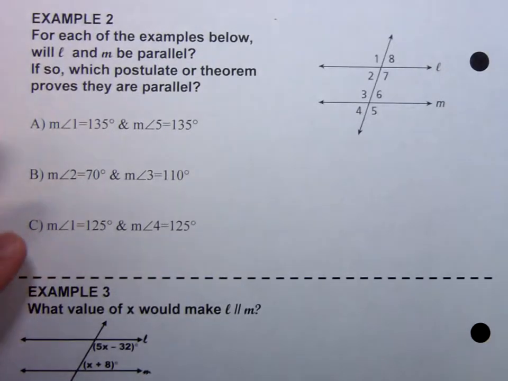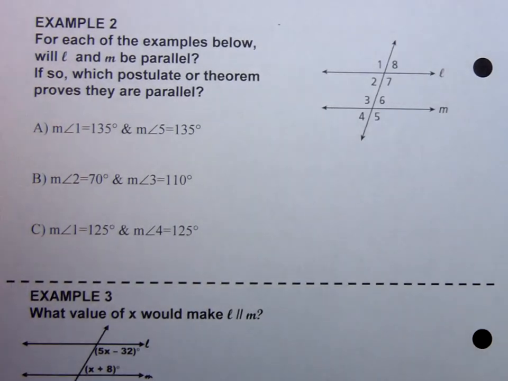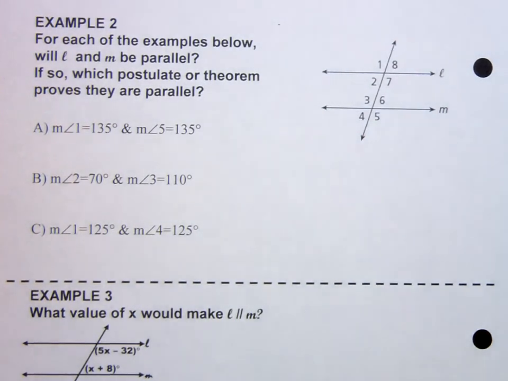Alright, so let's look at example 2. It says for each of the examples below, will lines L and M be parallel? If so, which postulate or theorem proves they are parallel? Alright, well let's look at this.